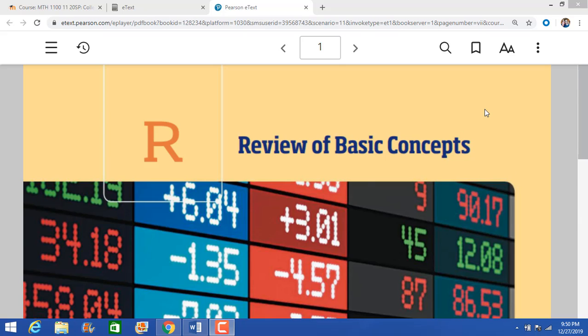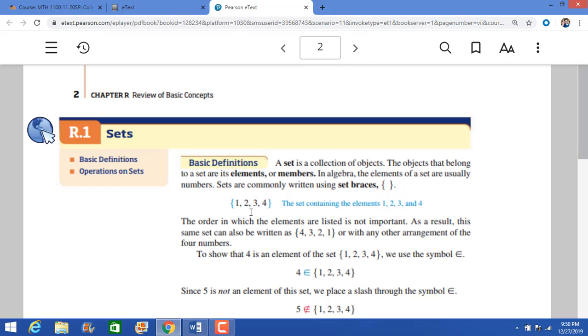Okay, welcome class. Today we're going to start our review of the basic concepts before we get into the main topics of this course. And so we're going to start with the review sections R1 through, I believe, R7. And so R1 is where we're going to start, and that is sets. So we're going to talk about sets. What are sets? Basic definitions, operations on sets, how do we denote sets, and things like that.